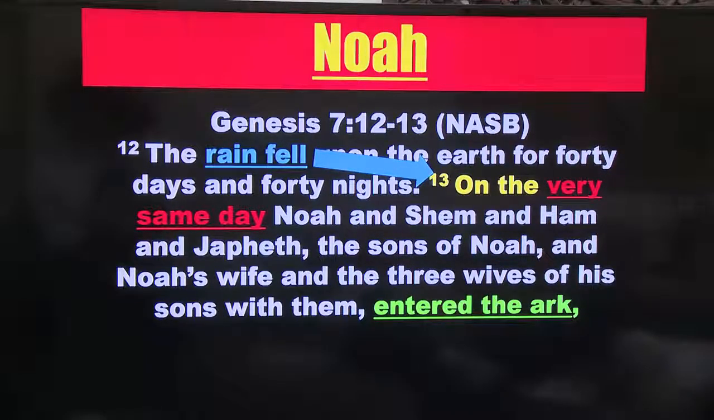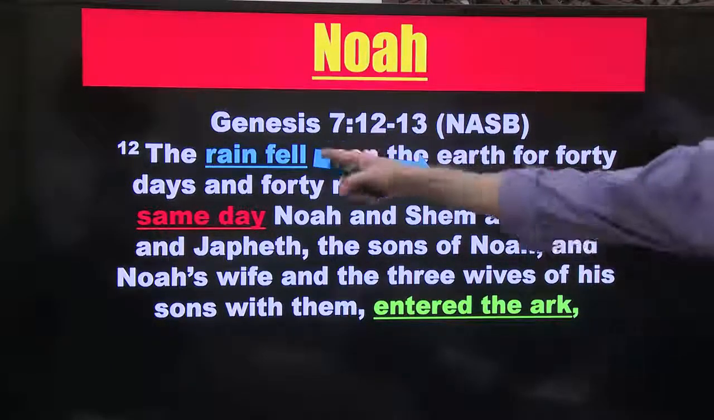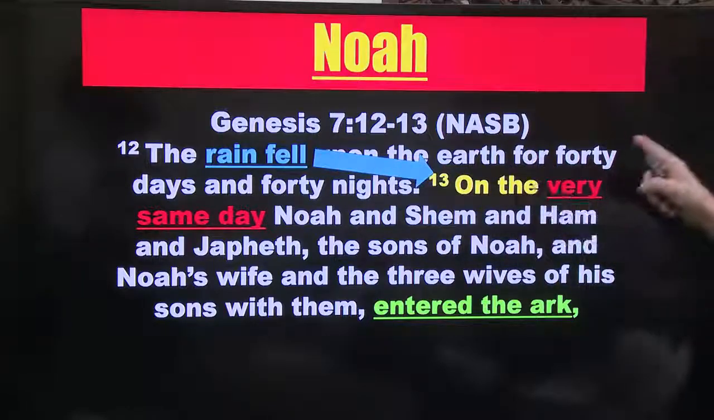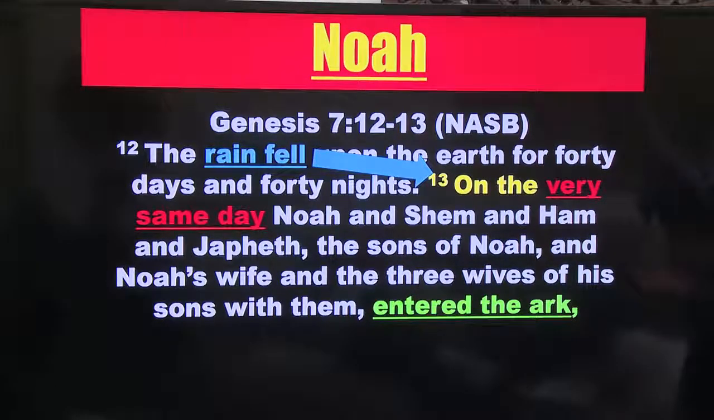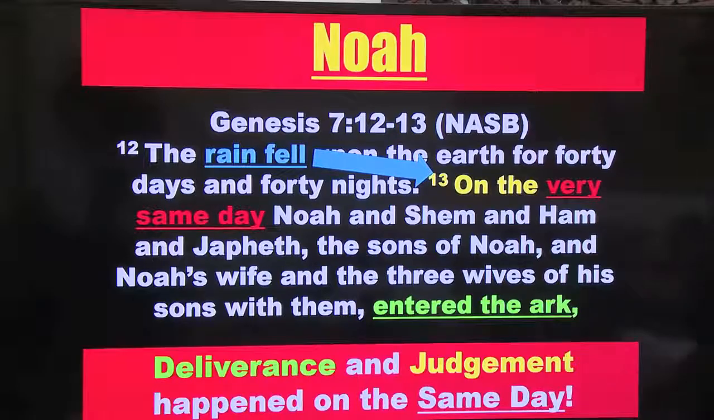Look how clear God is. Look at that again. The rain started to fall on the very same day Noah and his family went into the ark. They were delivered. They were rescued. And the rain came the same day. God's telling us that deliverance and judgment happened on the same day. Now, what does that have to do with the rapture?